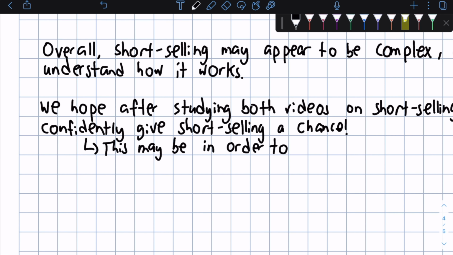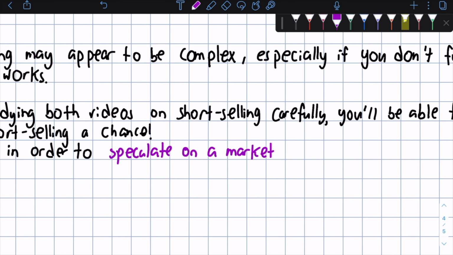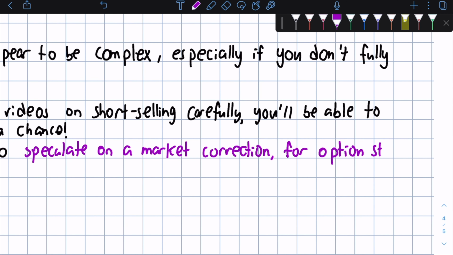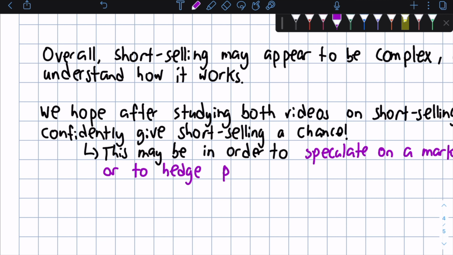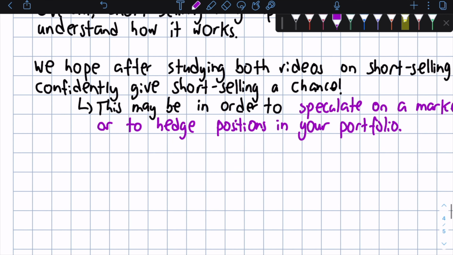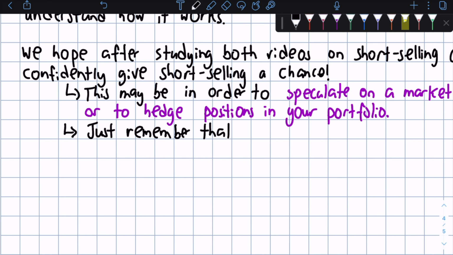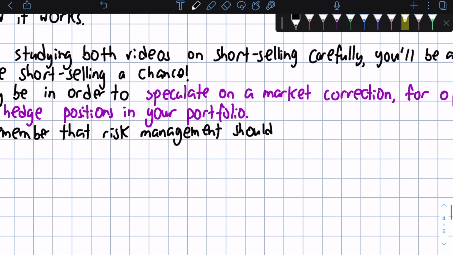This may be in order to speculate on a market correction for various option strategies, or to hedge positions in your portfolio, all of which we have discussed. And just remember that risk management is your friend, and it should be your top priority at all times.